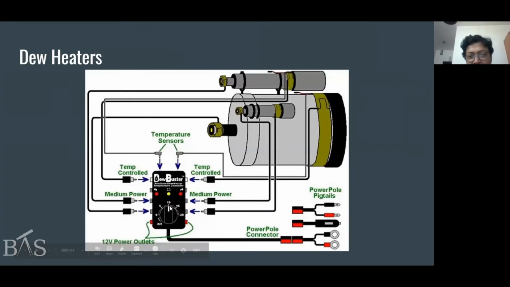Usually there is a temperature sensor that it comes with. It senses the temperature, and the automatic dew controller will vary the duty cycle and keep the temperature higher than the ambient temperature it is sensing. But there are certain controllers which don't have the temperature sensor. Then you have to depend on the duty cycle. You can increase or decrease the duty cycle.